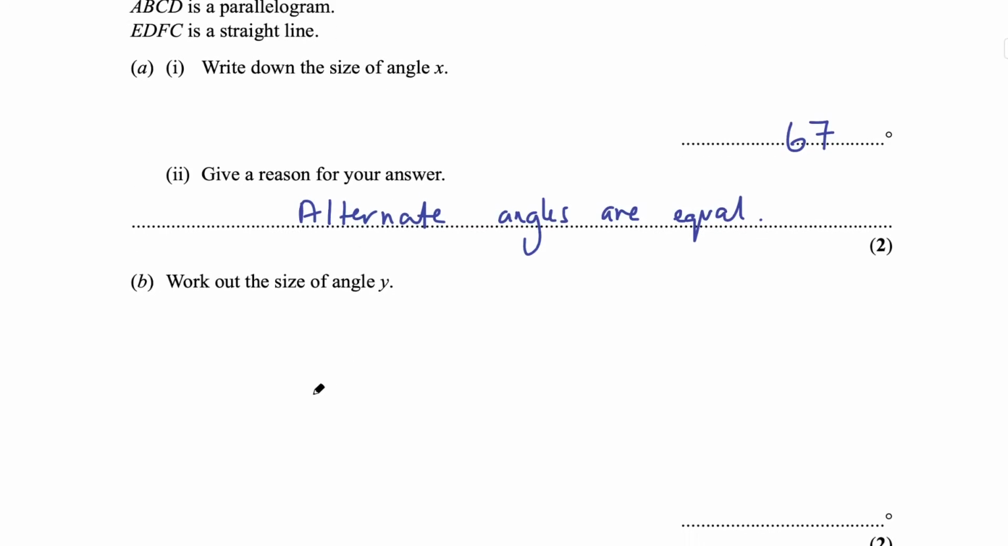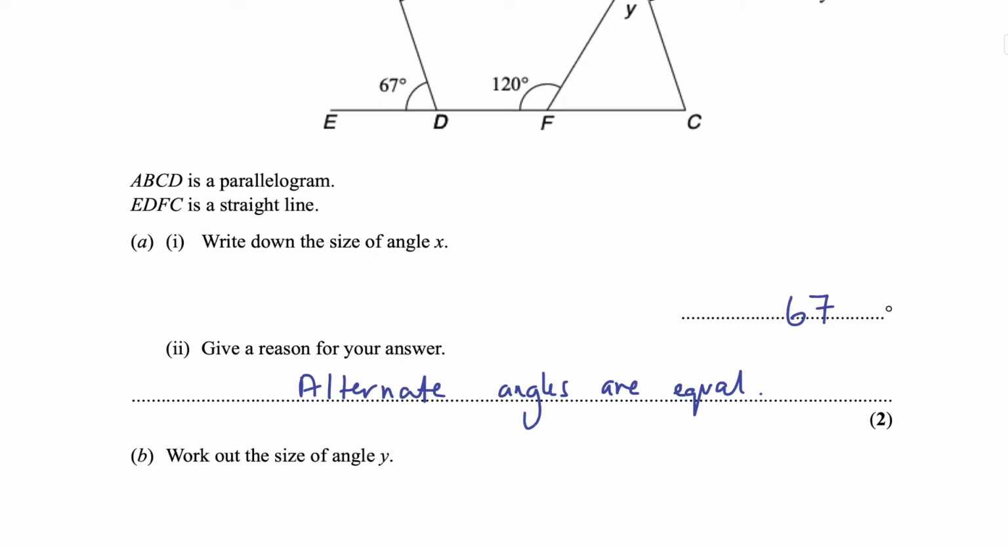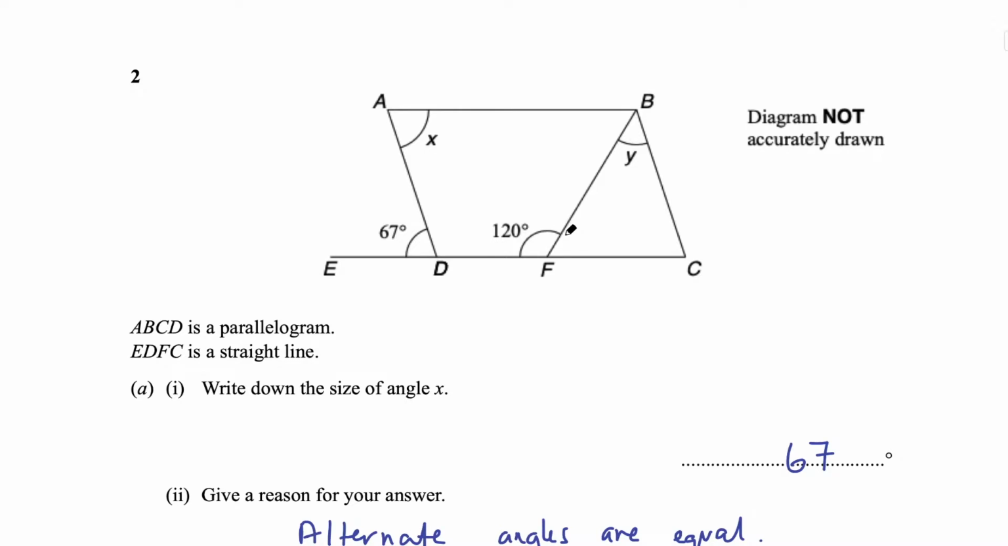Okay, that was part A. Part B says work out the size of angle y. So y is up here. For this we could look at this triangle in here, FBC. That's one way to do it. So you could say, for example, this angle BFC is 180 take 120, because angles on a straight line add up to 180, so that must be 60. And you also should know that opposite angles in a parallelogram are equal, so this would be 67 degrees over here, opposite x, which we found before.